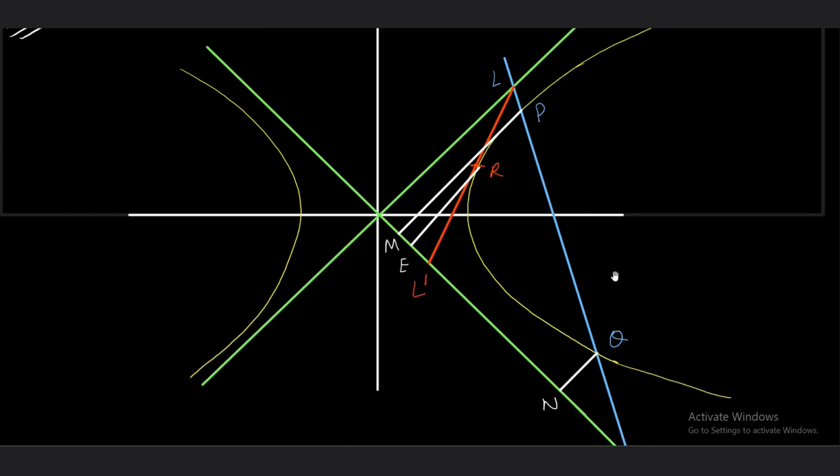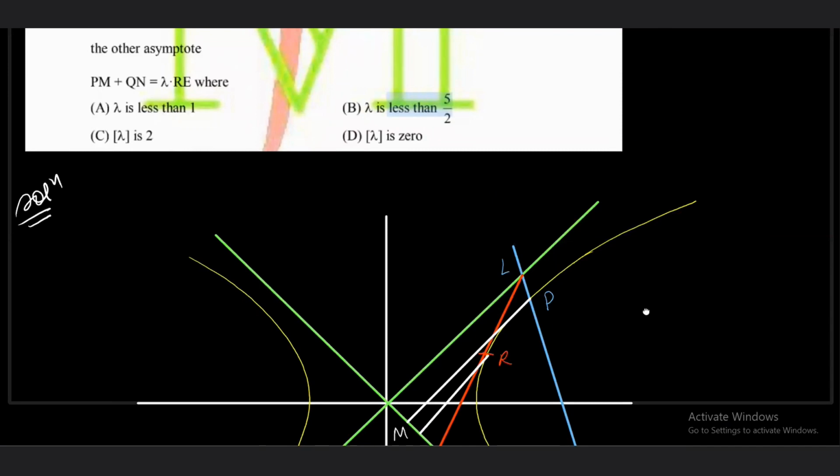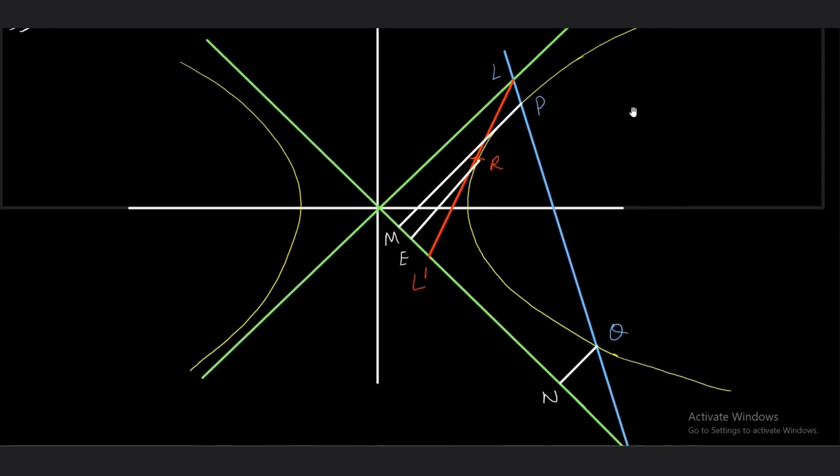That means I just need to get the relation between the lengths of Pm, Qn and RE. If you get the relation, you will be able to get the value of lambda. Lambda आ गया, तो फिर सारे options हम check कर सकते हैं. ठीक है, अब solve कैसे करना है ये देखते हैं. तो सबसे पहले you can see the hyperbola and its center, also we know that it is O.